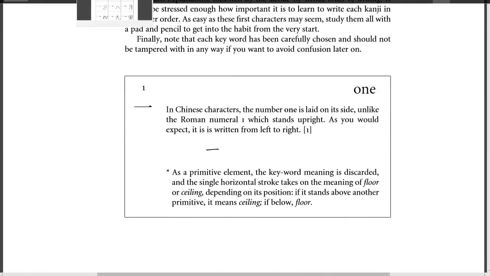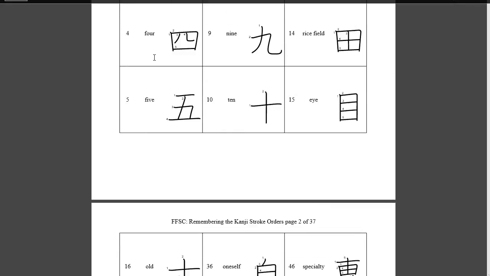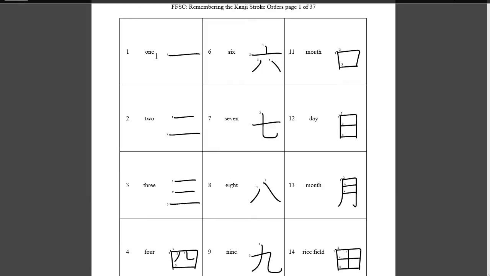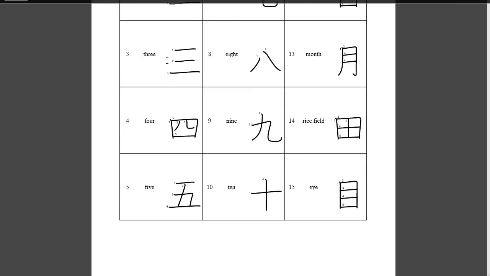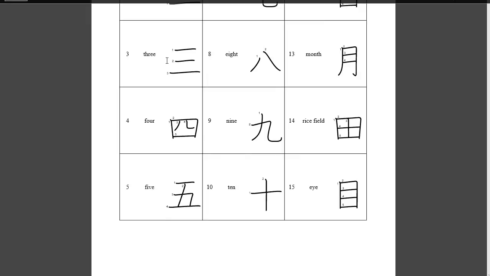I think, like as I said, we'll avoid looking at the Heisig book. We'll keep this as is. All right, so here are the kanji we'll be learning: 1, 2, 3, 4, 5, 6, 7, 8, 9, 10. Mouth, day, month, rice field, and eye.